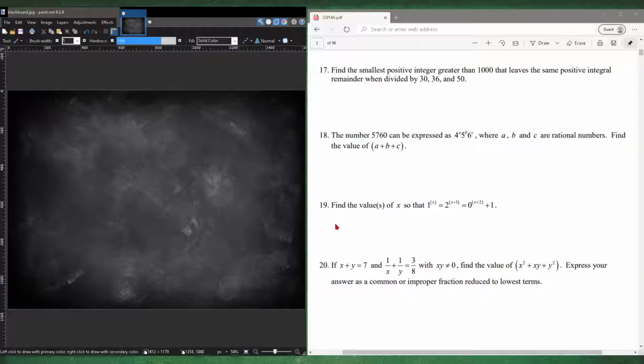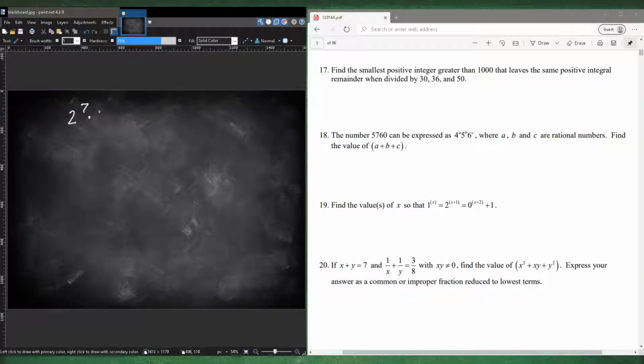Number 18. The number 5,760 can be expressed as 4 to the power of a, 5 to the power of b, and 6 to the power of c. And then find the value of a plus b plus c. Okay, so use your calculator. You could factor out 5,760, or you could do it by hand. I prefer using a calculator for these because it's kind of tedious and you can save a bunch of time.